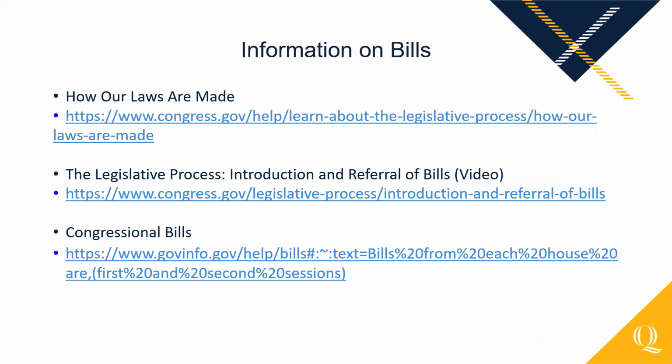For the information on bills, there are 3 links here. 2 of them happen to come from Congress.gov. So again, from that site, how our laws are made and the legislative process, which is a video. Take a look at them. You may be familiar enough that you don't need them, but we thought we'd include them. And then information on congressional bills. Now, this is much more detailed, and it's from govinfo.gov. So again, another federal site. You can see how you'd like to look at that and if you find it very helpful.